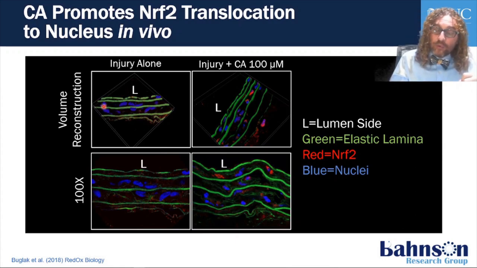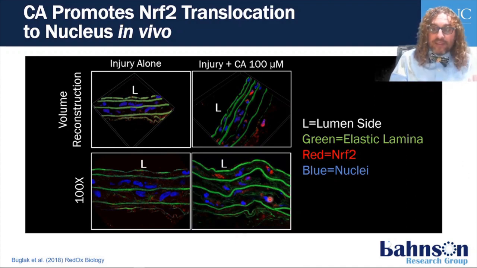Here in green, we see the autofluorescence of the different lamellae, and L is the lumen, so this is the vessel of the rat carotid. When we treat with 100 micromolar cinnamic aldehyde periadventitially, 3 days after balloon injury, we see this intense red fluorescence that overlaps with the blue of the nucleus, both in the adventitia and in the media, suggesting that there is activation of Nrf2 in vivo as well.